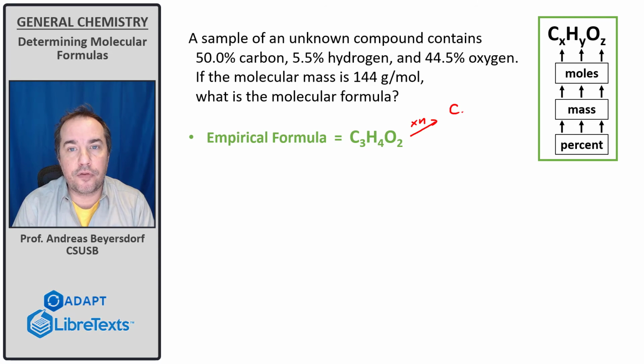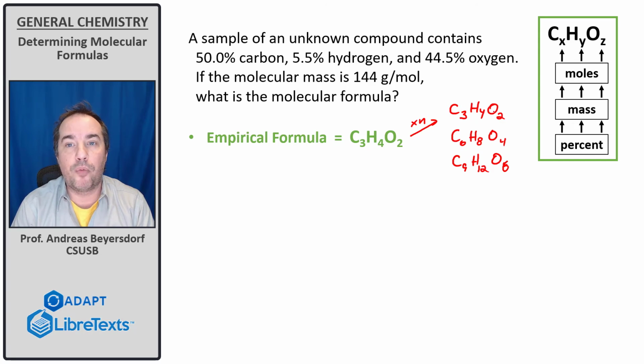So my molecular formula could be C3H4O2 or C6H8O4 or C9H12O6. This would be multiplying by 1, by 2, or by 3. And so what we need to do is figure out what n is.